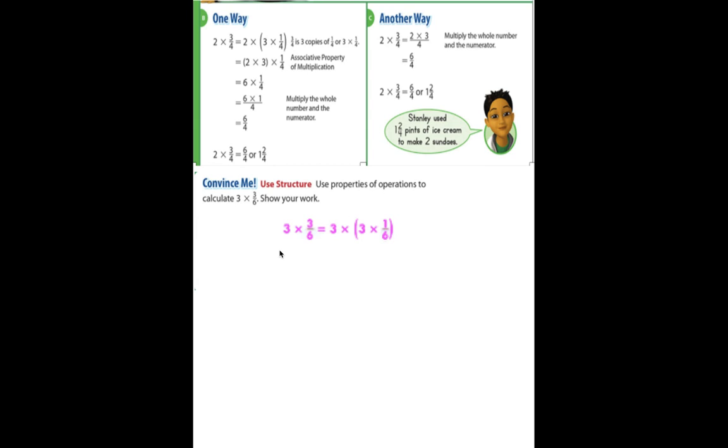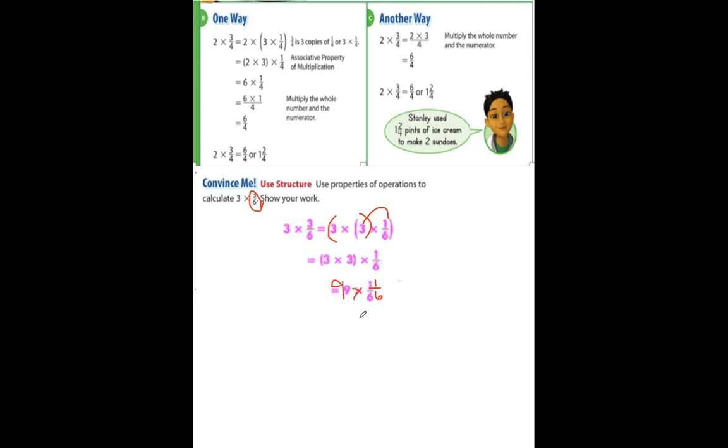So really what they did was they put this 3/6 that they started with right here in expanded form, and they broke it down into this, 3 times 1/6. So now I'm going to use the associative property, and I'm going to switch the parentheses and put them around 3 times 3. And 3 times 3 gives me, if you said 9, you were correct, times 1/6.